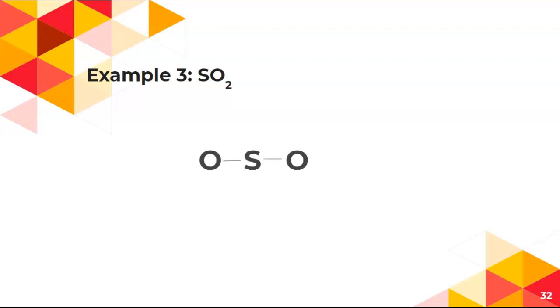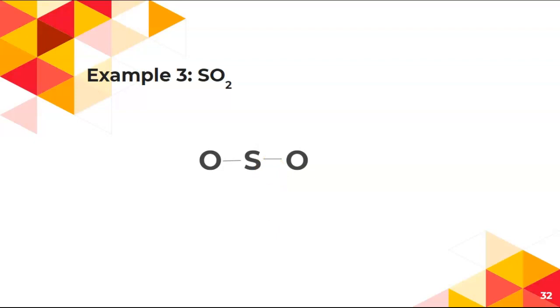Next, I'm going to connect with single bonds. And let's count how many electrons were used. We had 2, 4 electrons used. What was our initial count again? It was 18, okay? So 18 minus 4 is 14. We have 14 left to place.